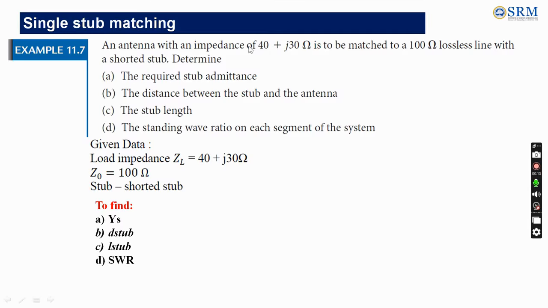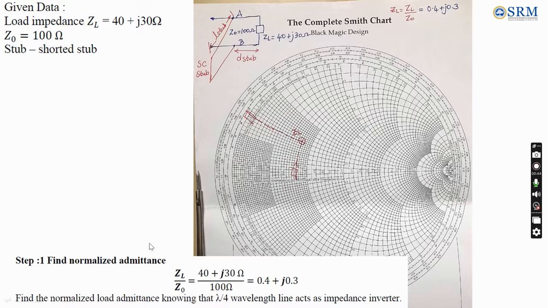So here an antenna with an impedance of 40 plus J30 ohm is given. That is the load impedance ZL to be matched with a 100 ohm lossless line. So the characteristic impedance Z0 is 100 ohm, with a shorted stub. Okay, shorted stub they have asked. Determine the required stub admittance. So we are supposed to find the capital YS, that is the stub admittance, the distance between the stub and the antenna, that is D stub, the stub length, that is L stub, and the standing wave ratio, that is SWR.